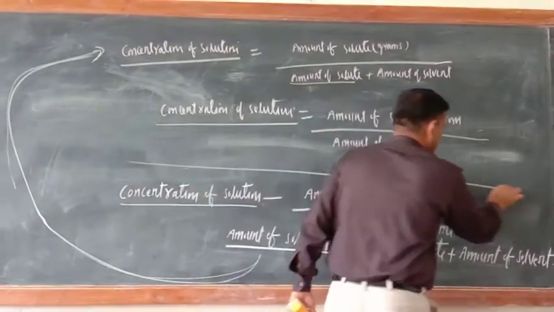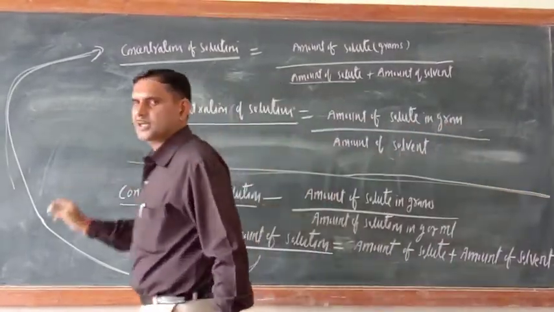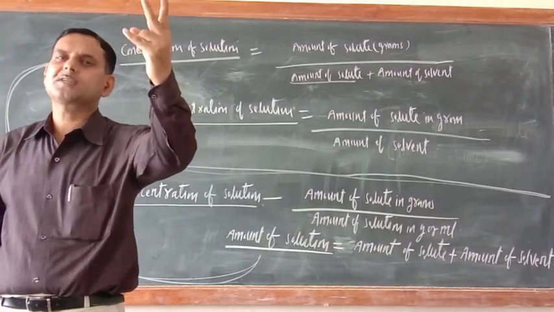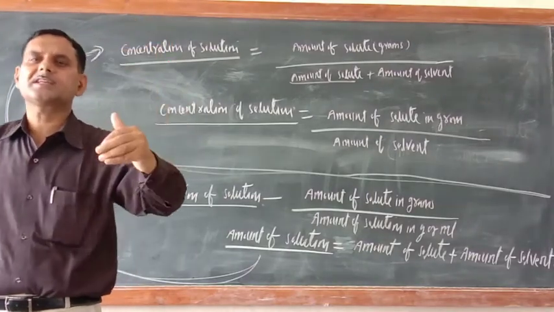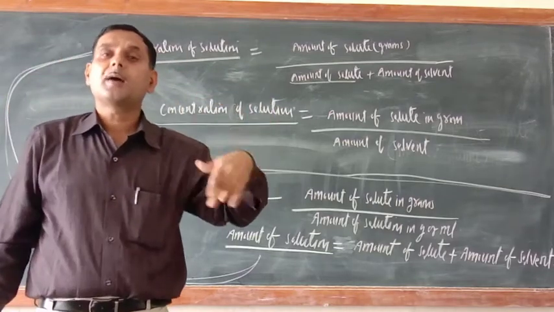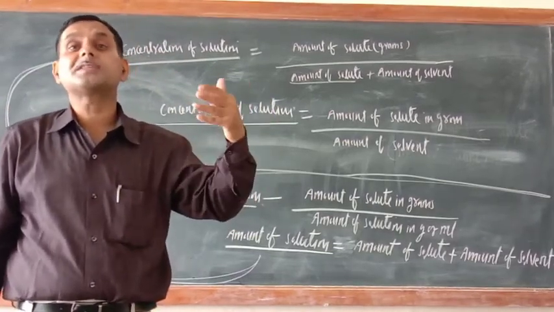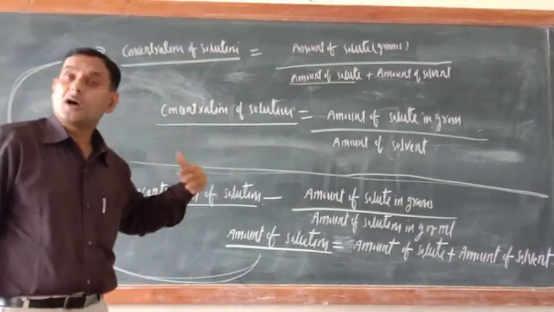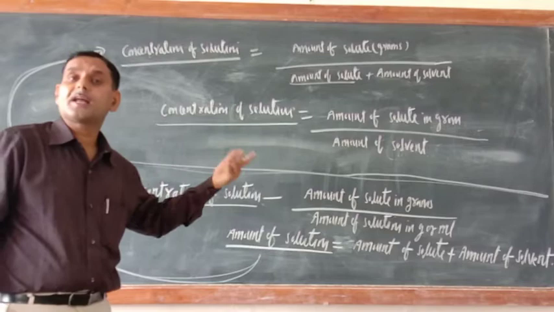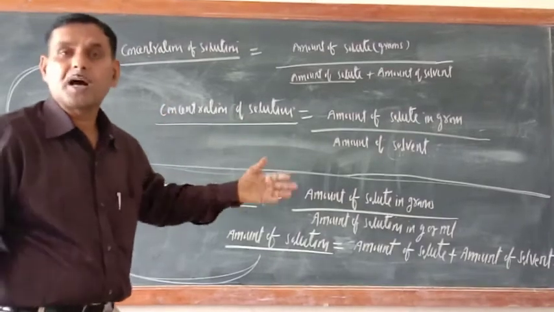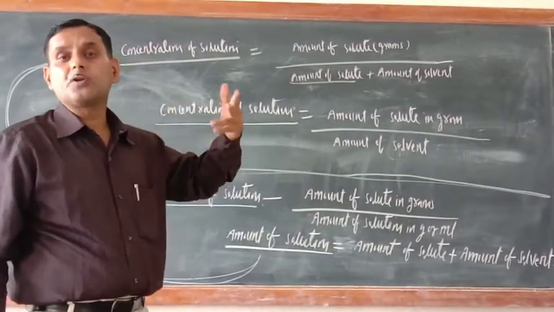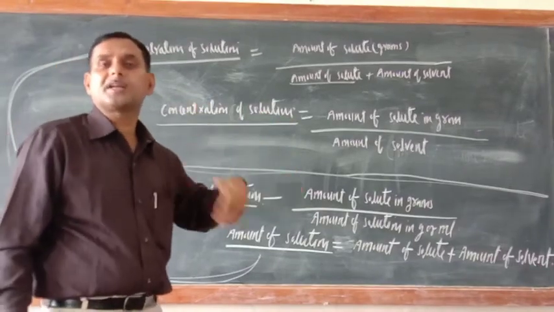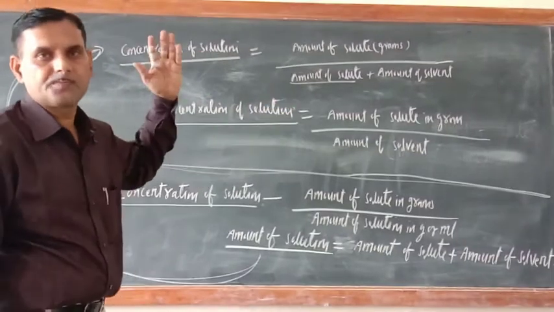So try to understand here. We can express the concentration of solution in two ways: in terms of solution, in terms of solvent. But basically the concentration of solution is nothing but the amount of solute in grams present in a given amount of solution or solvent. So amount of solute or solvent can be expressed in terms of mass or in terms of volume. If volume you have taken, then it will be in milliliter or liter. If mass you have taken, it may be in gram or kilo.